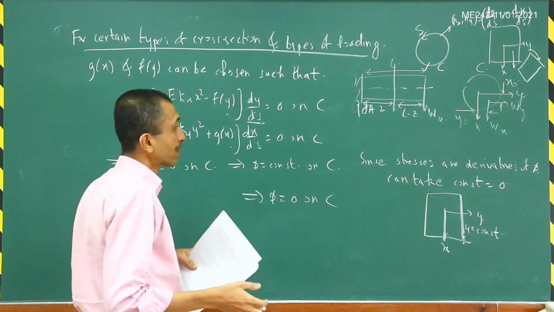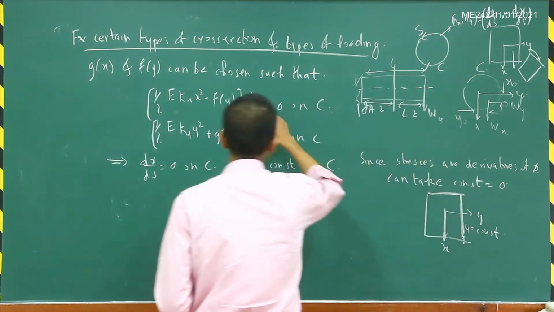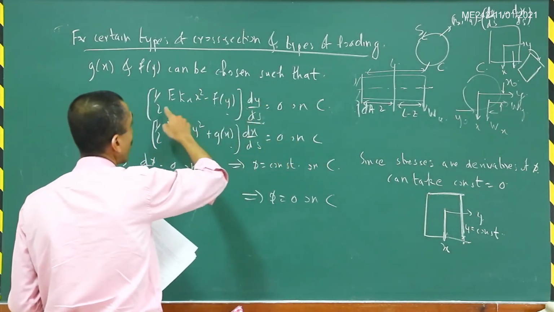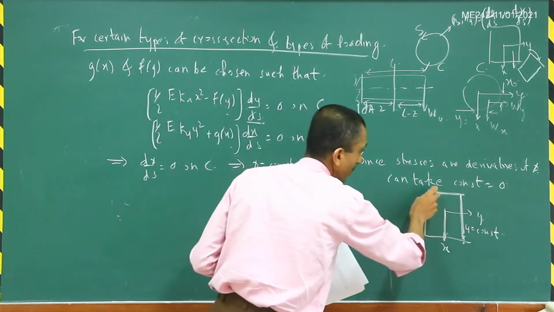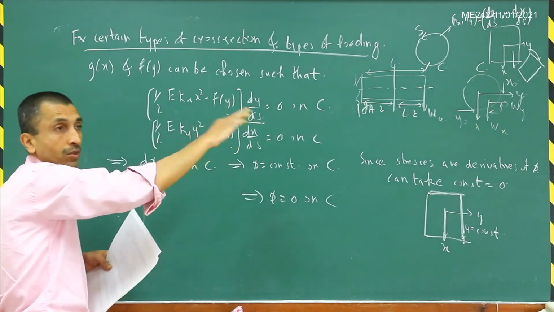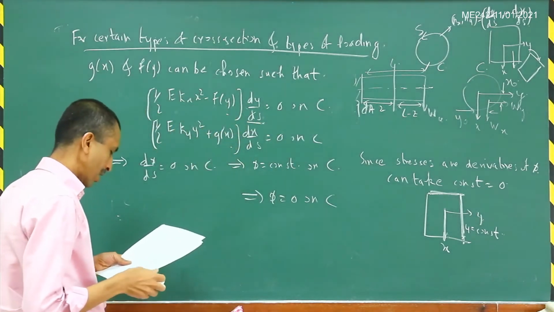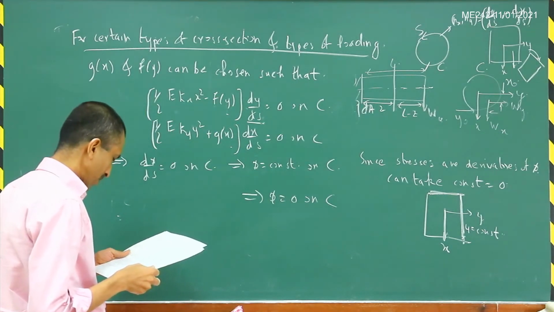But suppose now we are looking at this particular edge. Then on that edge, your dy by ds is not equal to 0. Then you would need that this half of e kappa x squared minus f of y should be 0 on this particular boundary here. So as a combination, as a product, it should be 0. Individually they need not be 0. That is the important thing to remember in this particular case here.